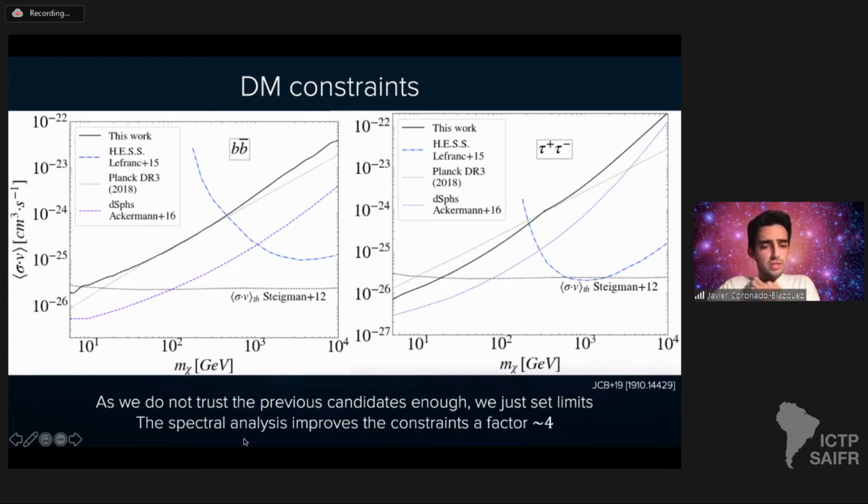And just a note, the spectral analysis is actually improving the constraints by a factor of 4. If we did not perform any spectral analysis, which is in the first of the papers I mentioned, we can set constraints, but they will be a factor of 4 weaker. So it's important to perform this analysis.